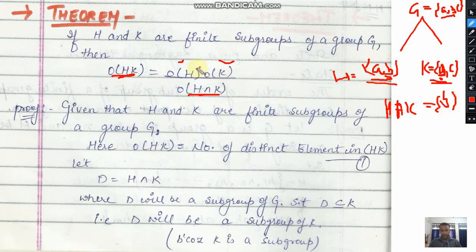Now you can understand this here. The order of HK is the order of H into the order of K upon the order of H intersection K. This will be our formula. Here let us check the order of H. The H has two elements, so the order of H will be 2. The order of K will again be 2, while the order of the intersection B will be 1. So the result is 4.